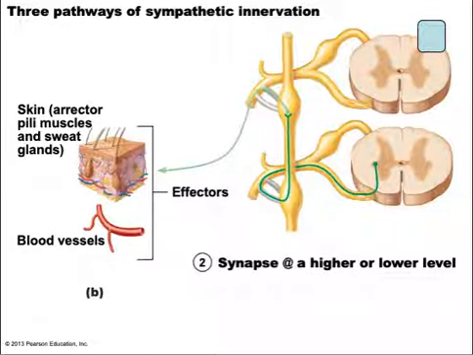We can also ascend or descend the sympathetic trunk to synapse in another ganglion. So we can move up a level or two or down a level or two, and then a postganglionic neuron will head out through the gray communicans and then on through a ramus towards a target.